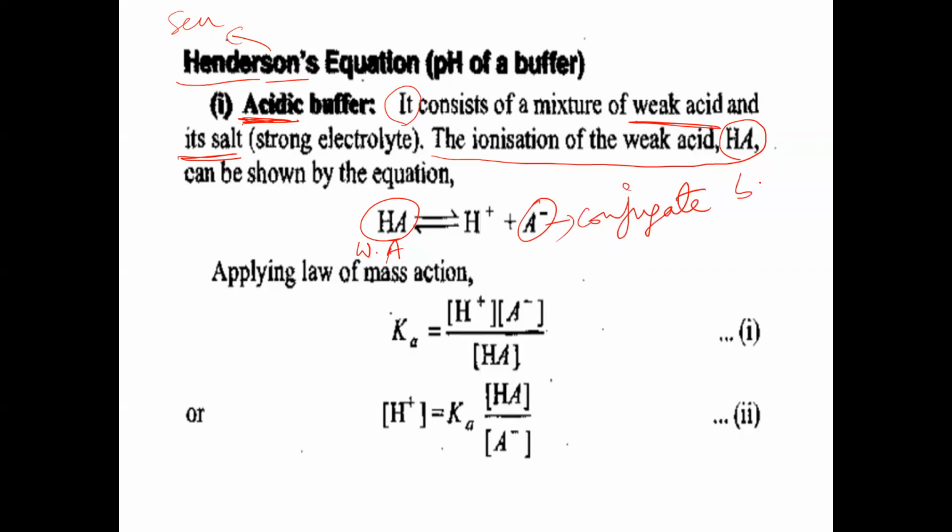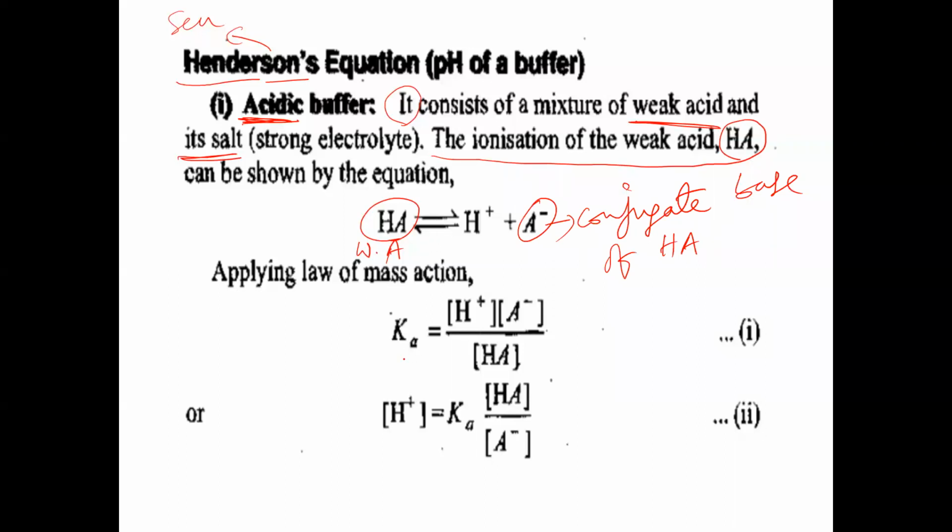Conjugate base of what? Of HA. So this conjugate base will be forming, and H plus ions are produced here. Is that clear? So in this case, applying the law of mass action to the above equilibrium reaction.